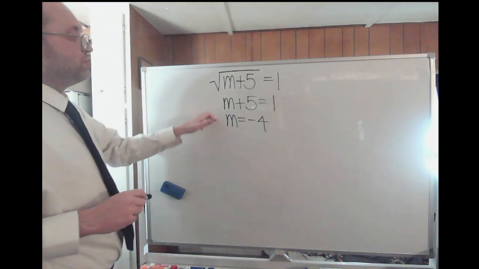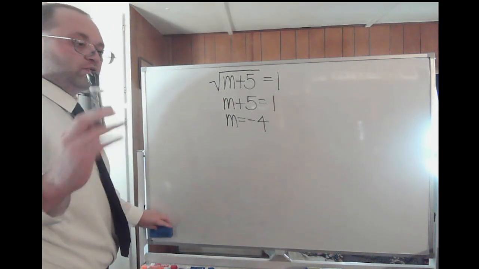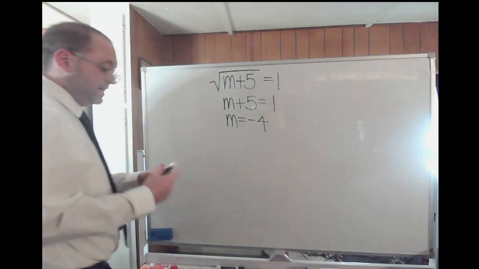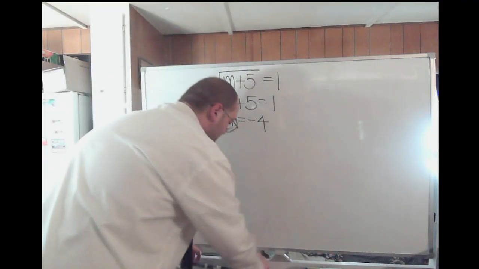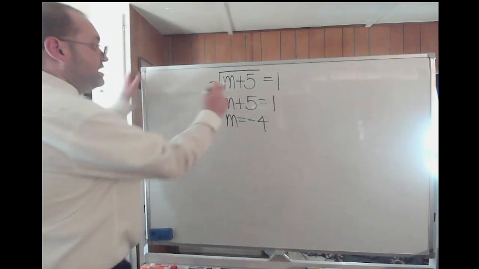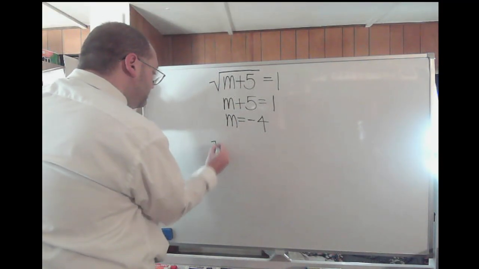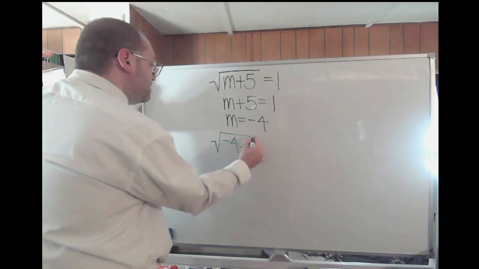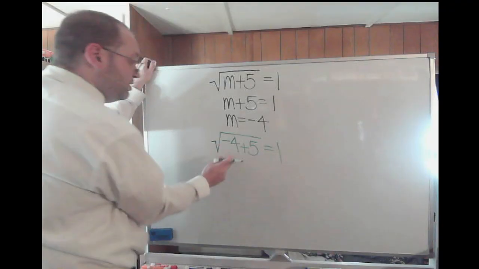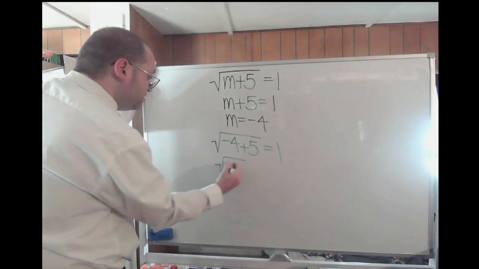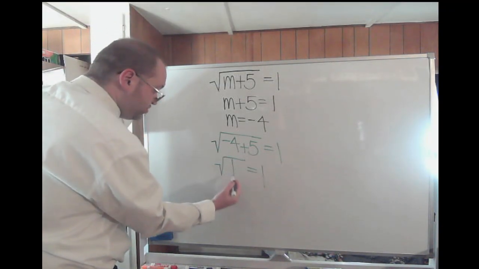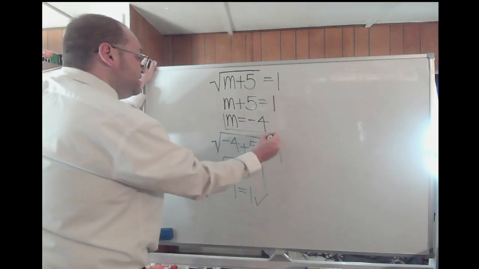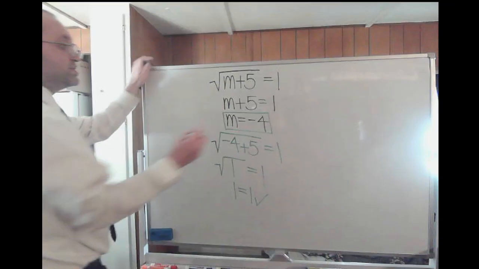Would negative 4 be allowed in the square root? Some of you are going to say no, because that's a negative number. I'm going to tell you why it's allowed. Because if we put negative 4 in for m, you'll have the square root of negative 4 plus 5 would be equal to 1. Well, negative 4 plus 5 is 1. Square root of 1 is 1. 1 equals 1. So yes, we can use m equals negative 4 as a solution.